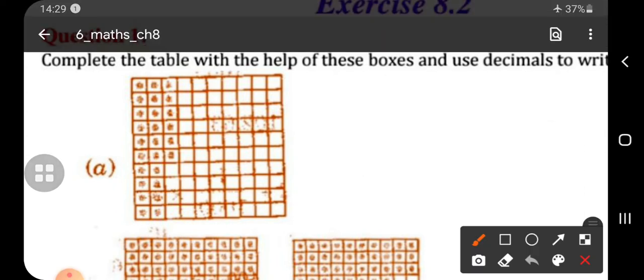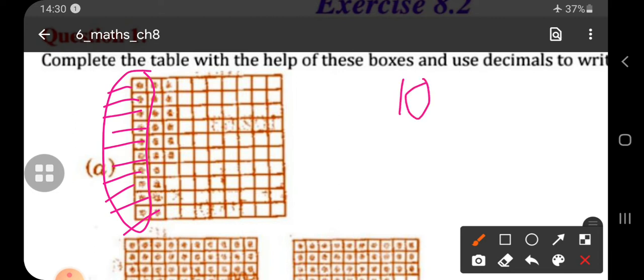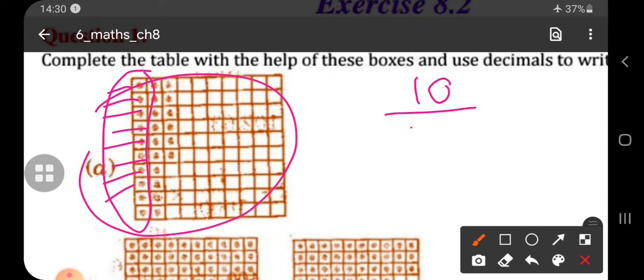Let's see. First of all, you can choose this first vertical line because all these boxes are filled, shaded. Total 10 boxes are there. 1, 2, 3, 4, 5, 6, 7, 8, 9 and 10. Total 10 boxes are shaded out of 100. If you consider this first vertical line, then you can say 10 shaded boxes out of this total 100 boxes.